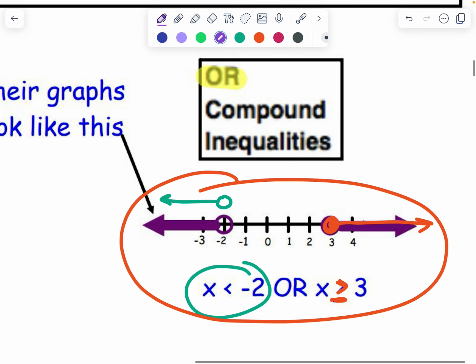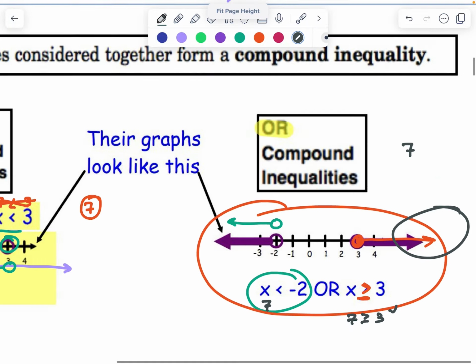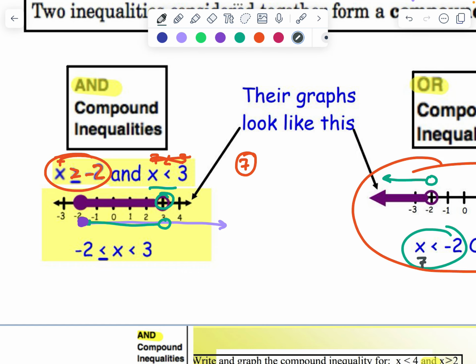Ors are very open-ended. I go to a restaurant, I say, hey, give me a cheeseburger or French fries. If you bring me one, great. If you bring me only French fries, I can't be mad. I have to be happy. If you bring me both, that's great. But I really only wanted one of them. So 7 is another good example. Is 7 less than negative 2? No, but it is greater than 3, so 7 is a solution to this one, right? 7 would be out here. So ors, we have very general, very non-specific. Ands, you have to satisfy both.